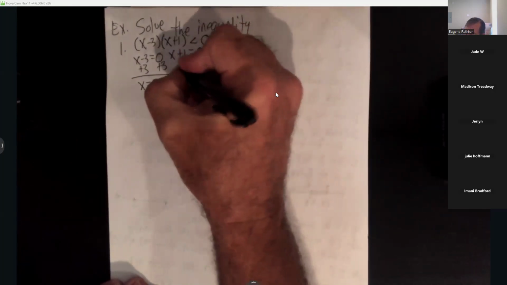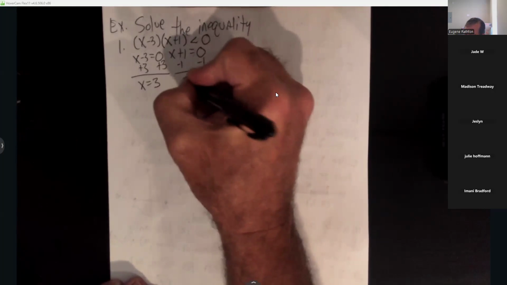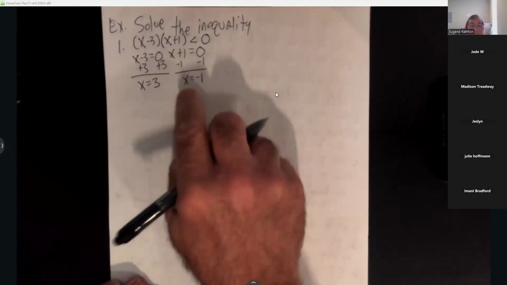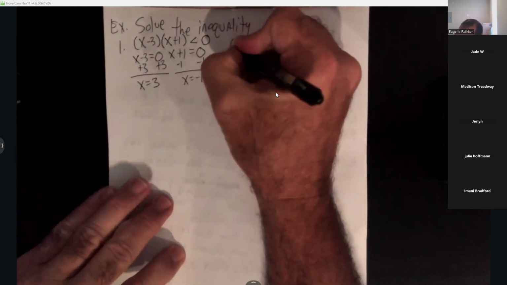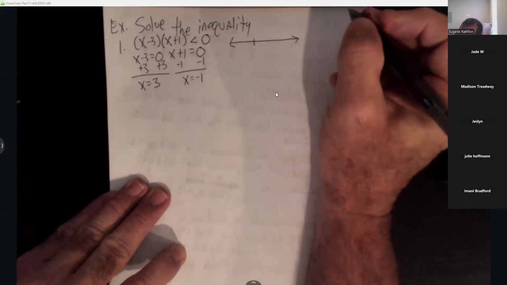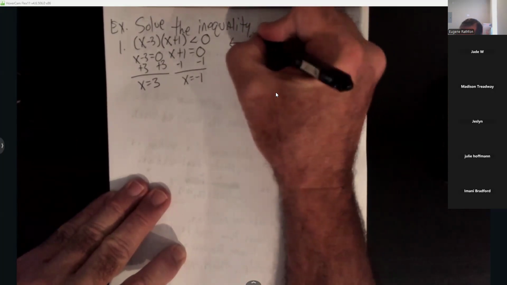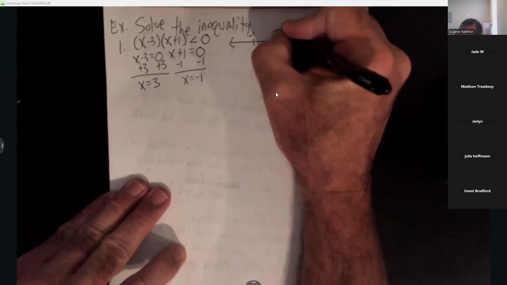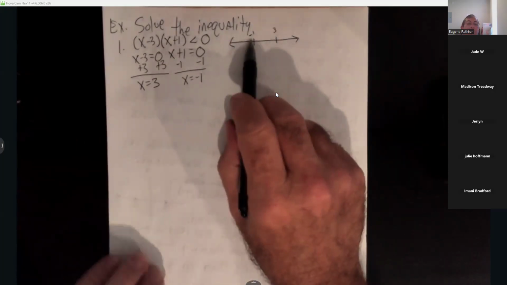The second one here you would subtract 1 and get x is a -1. So your number line right here, the only two numbers we're worried about. So let's see, -1 would go first, and then my 3 would be over here.